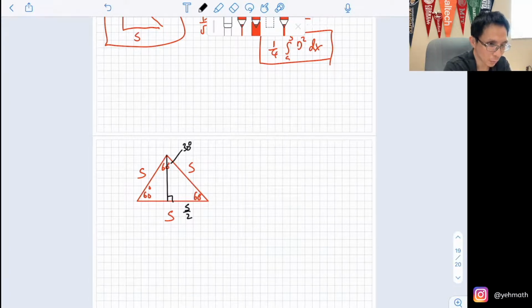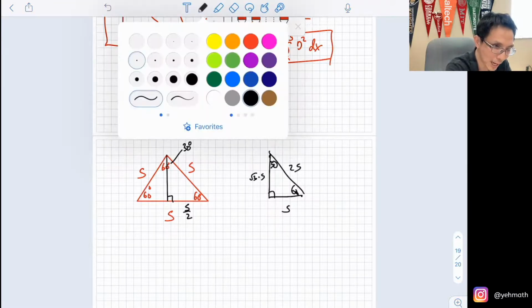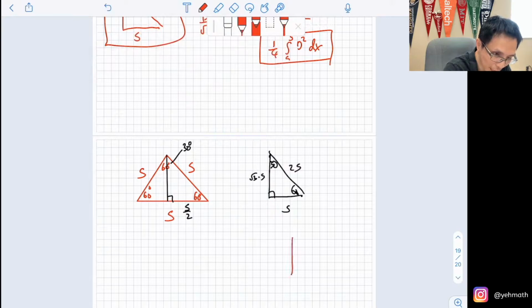You say, okay, well, according to the ratio, 30 degrees, 60 degrees, this is SAT. This is worth like $50 an hour. I'm trying to teach you. Pay attention. If this is s over 2, now remember the ratio: this is s, this is 2s, this is square root 3 times s. But the problem is s is not s in this case, it's actually half s. So this one becomes square root 3 over 2 times s.